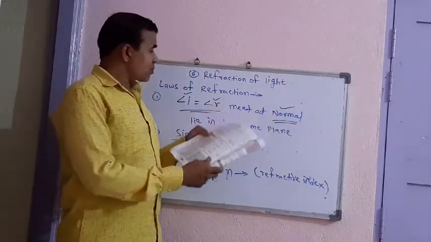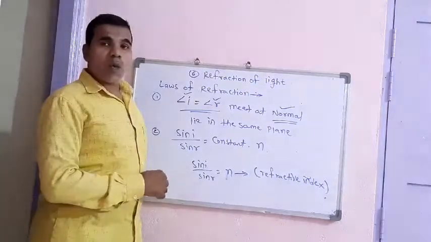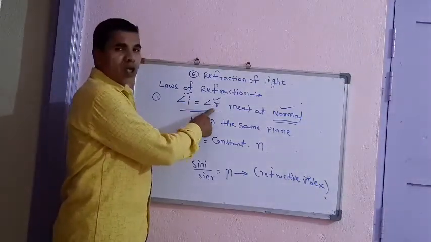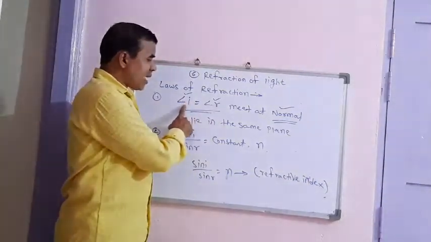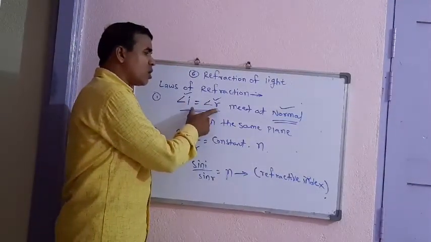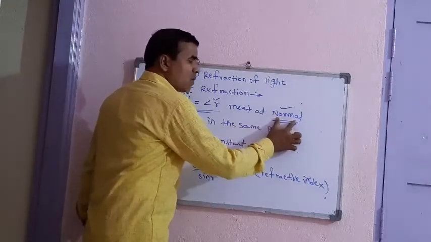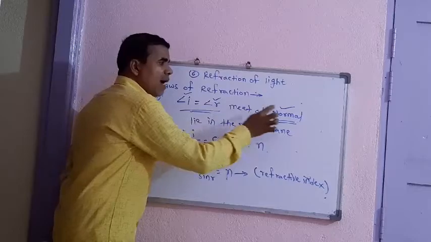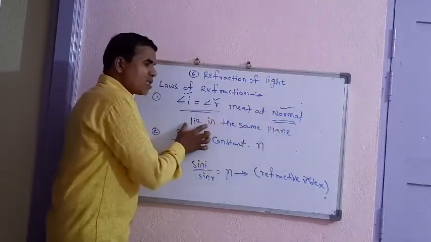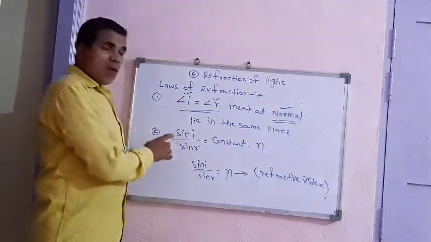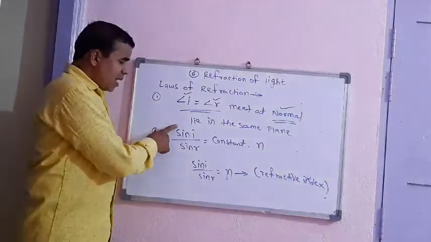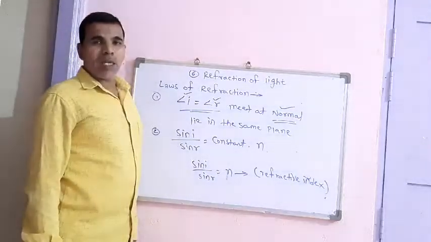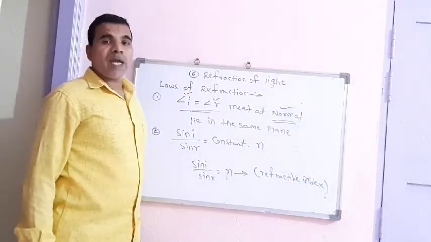So, laws of refraction: the incident ray and refracted ray are opposite to each other. They meet at a normal. All three, the incident ray, refracted ray and normal, lie in the same plane. And second, for any media, sin i upon sin r equals a constant. This constant is known as n, the refractive index.